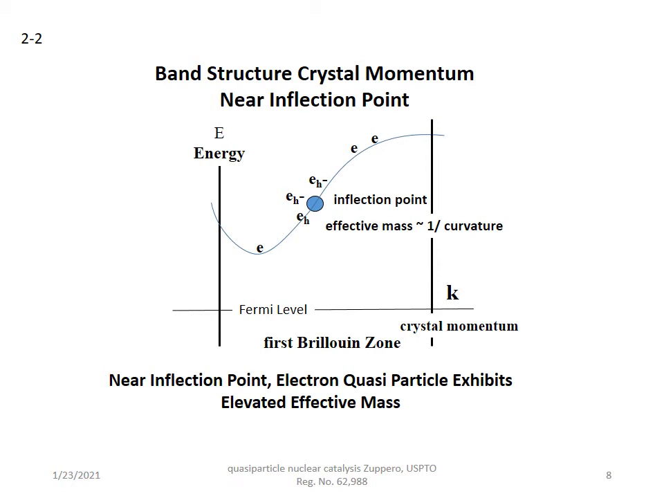2 pi over lambda, wavelength, is crystal momentum. In the first Brillouin zone, electrons near an inflection point have elevated effective mass, 1 over curvature. There are 2 points per line per feature in the first Brillouin zone. The boundary represents 1 over the crystal unit cell size, 2 pi over it.